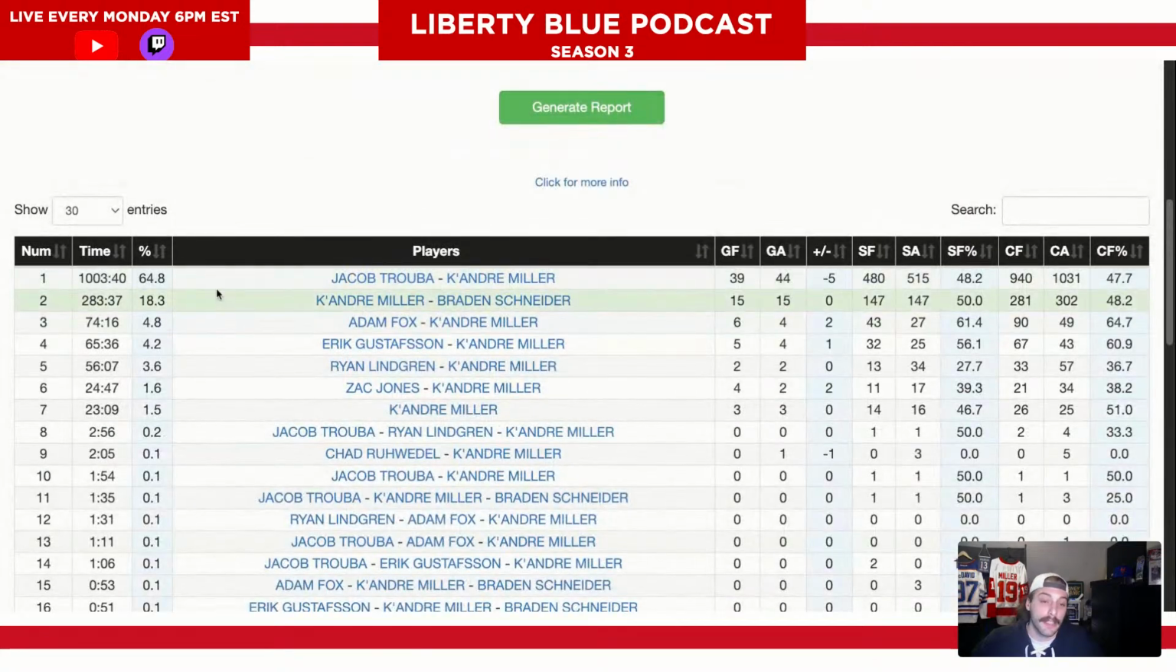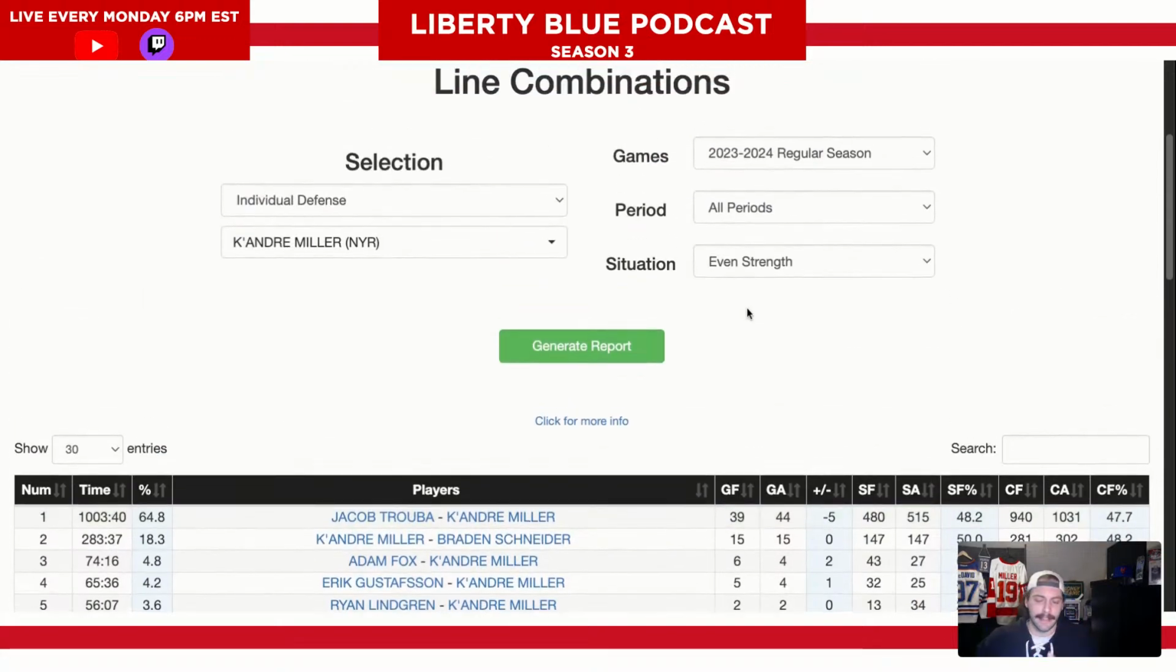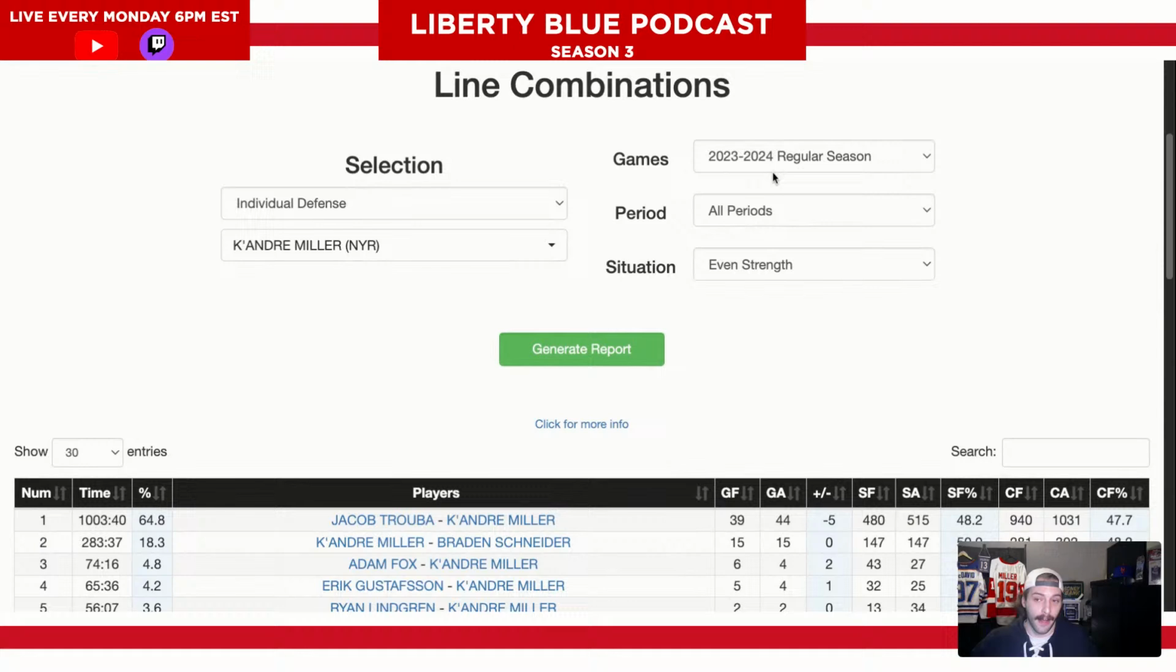There we go. Still over 1,000 minutes, 64%. They lose the goal split. They lose the shot split. They lose the scoring chance split. This is the third straight year now where they lose the scoring chance. 2 of the 3 years, they lose the shot split and the scoring chance split. They lose the goal split 2 of the 3 years as well. That should tell you that this pair, at least in the regular season, is fine.